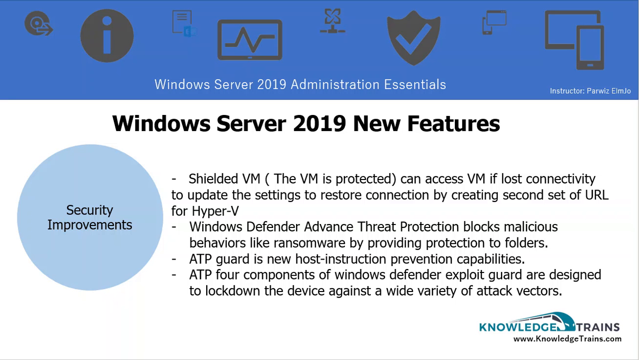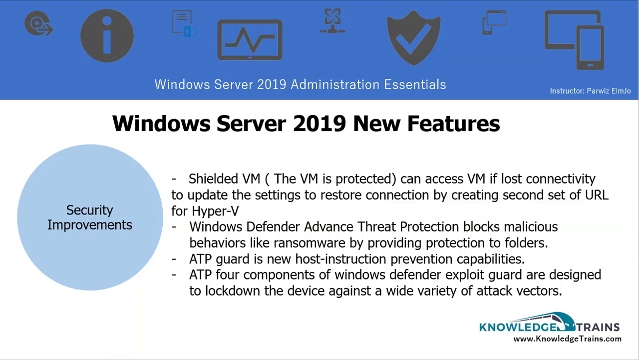So in the past, I remember that most of the time what I was doing was that if I was making a change and then the server was located in a remote location, let's just say that it was in a different state, I was losing connection and then I wasn't able to actually connect back. So shielded VM, what does it mean?